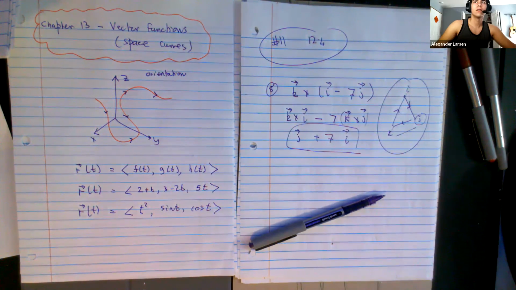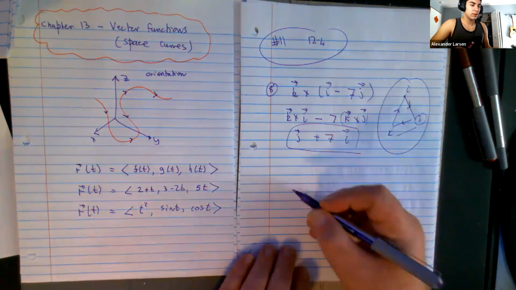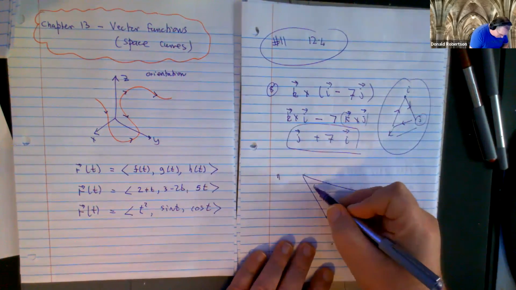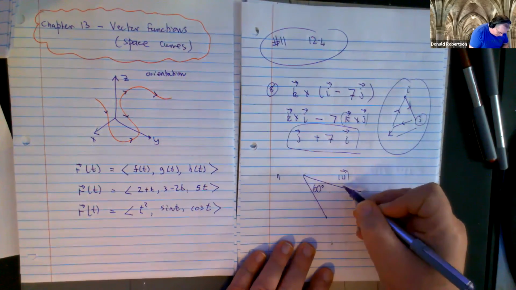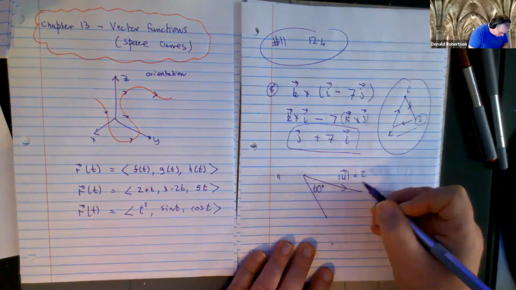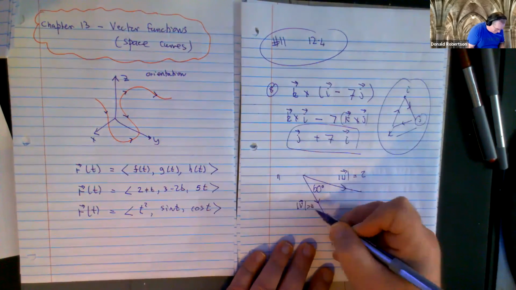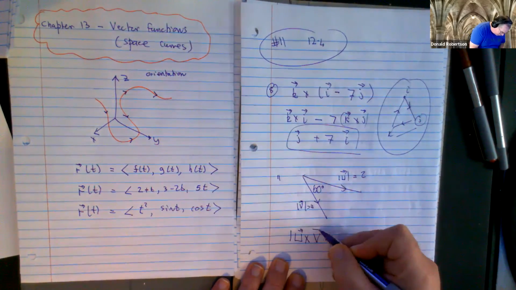Okay. And the next one was what? 11? Yes. Okay. So in question 11, I have a picture that looks something like this. This vector u here has a magnitude of 2, and this vector v has a magnitude of 4. And we're being asked to find the magnitude of the cross product.